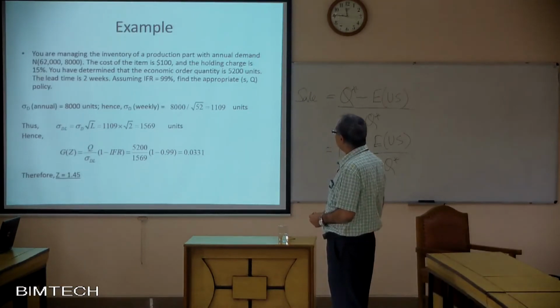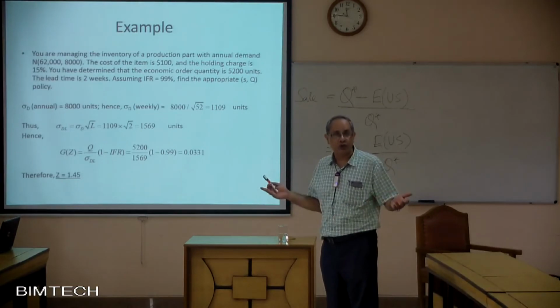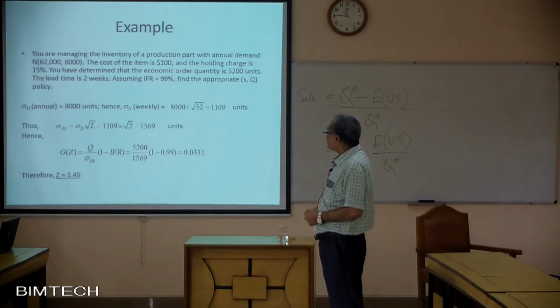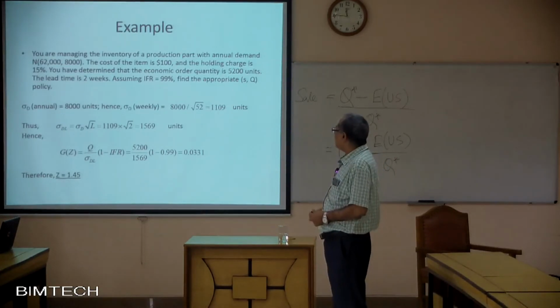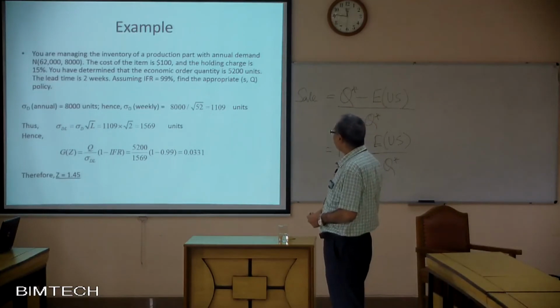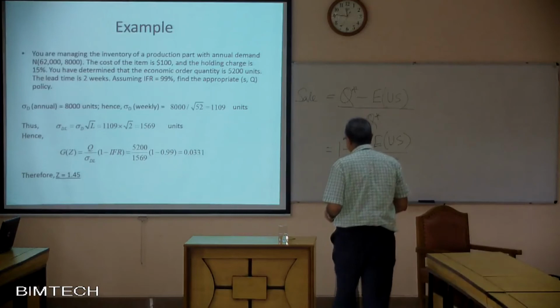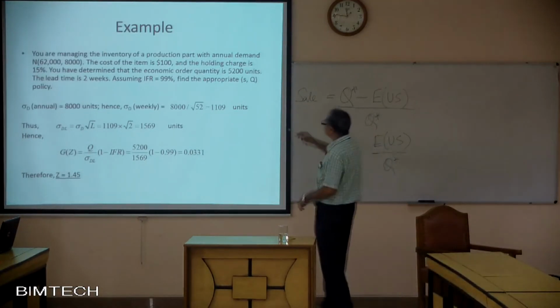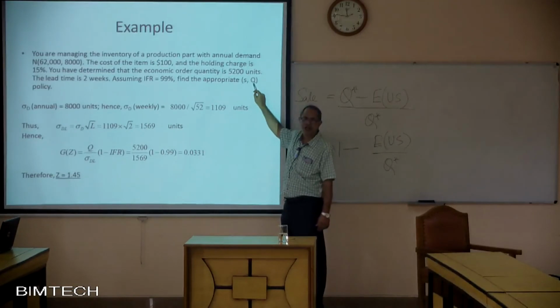You have determined that the economic order quantity is 5,200 units. That means we are given Q star. The lead time is 2 weeks. Assuming IFR, or the item fill rate, of 99%, can we find out the appropriate SQ policy? SQ policy in this case is the continuous review policy, where S stands for the reorder level and Q stands for how much we are ordering. So when we are ordering, how much we are ordering. Okay?